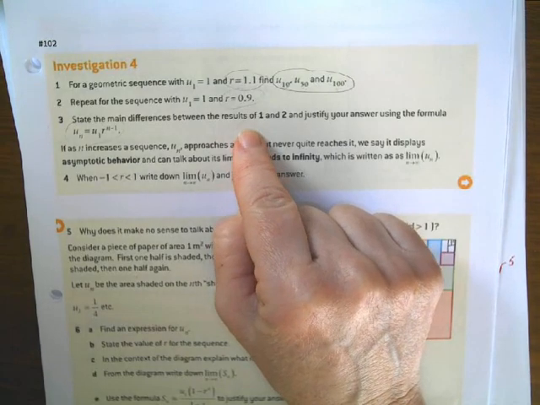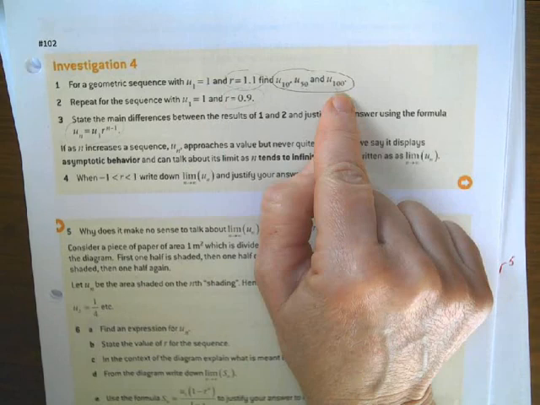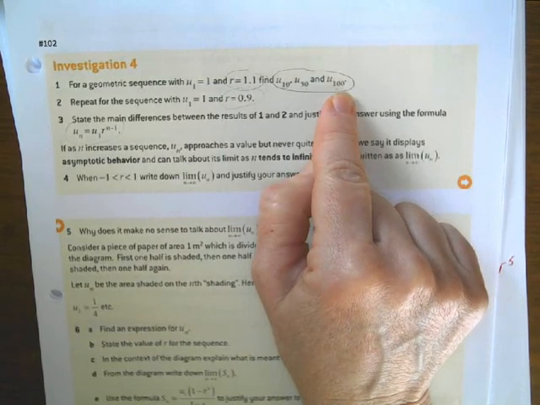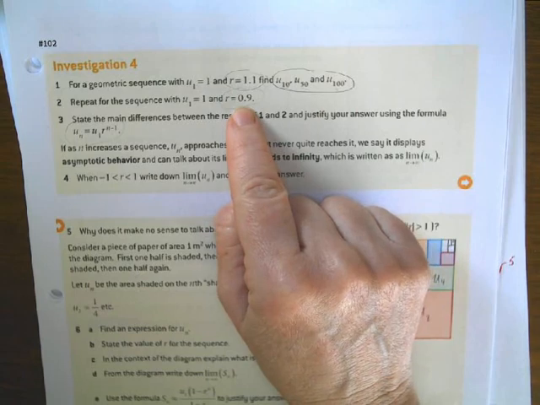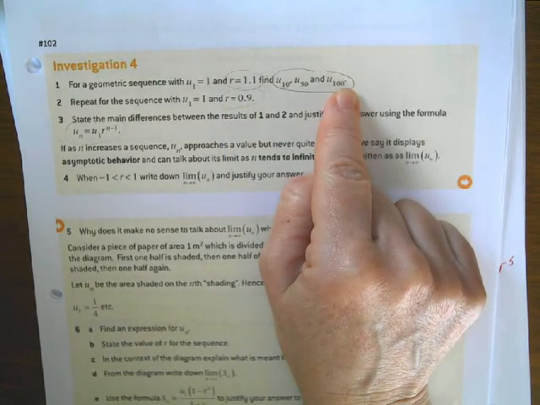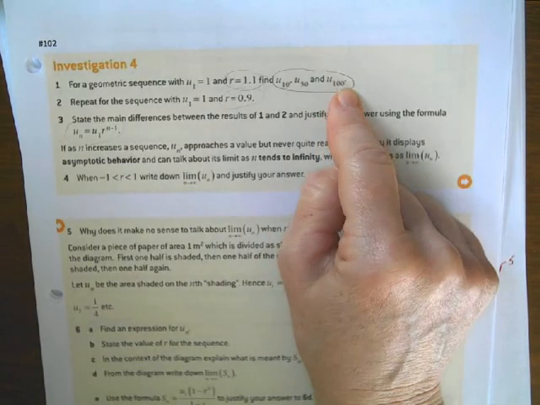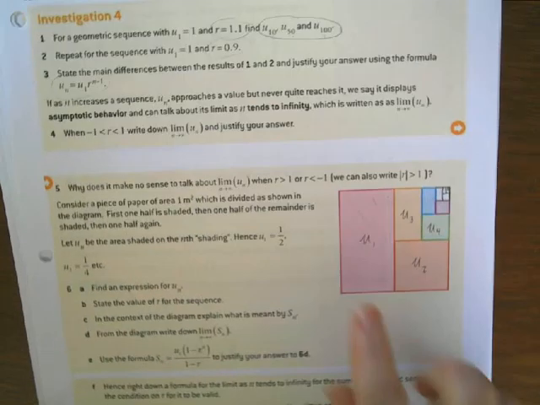Well, when r is greater than 1, the terms become bigger and bigger, whereas when r is less than 1, your terms become smaller and smaller as you go along. That's the main difference. Okay, so let's have a look at this problem right here.